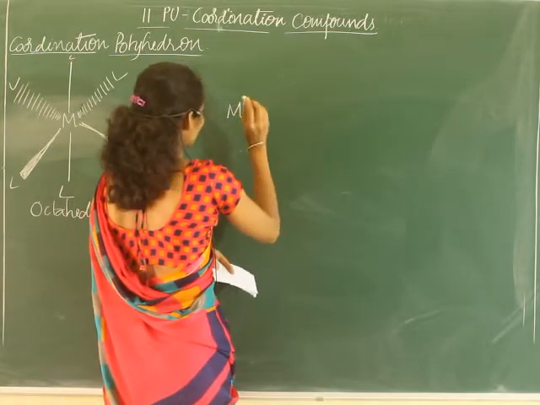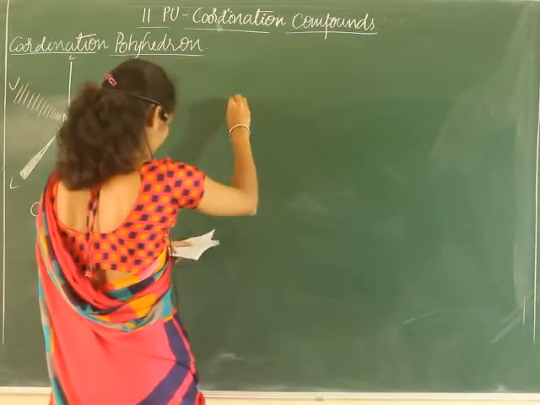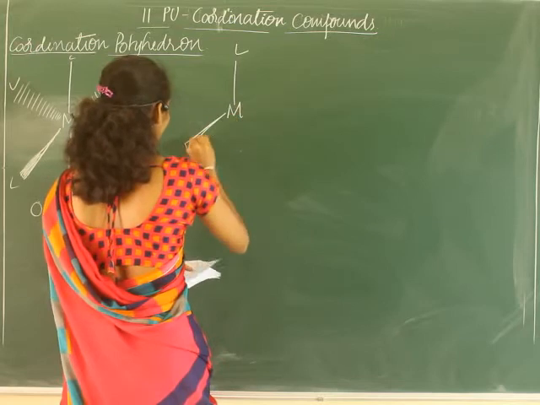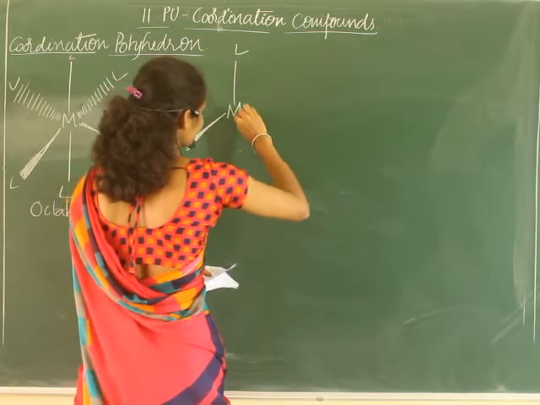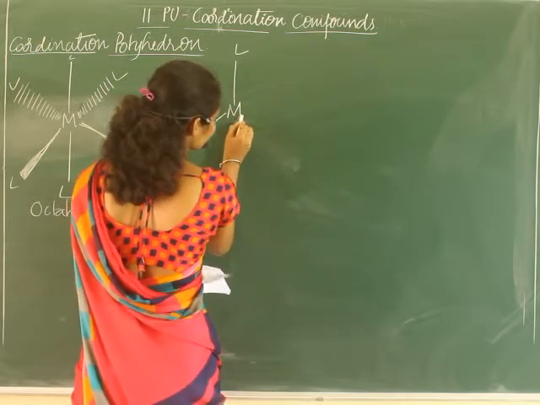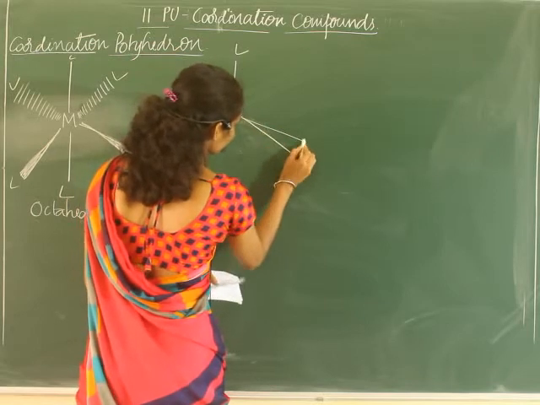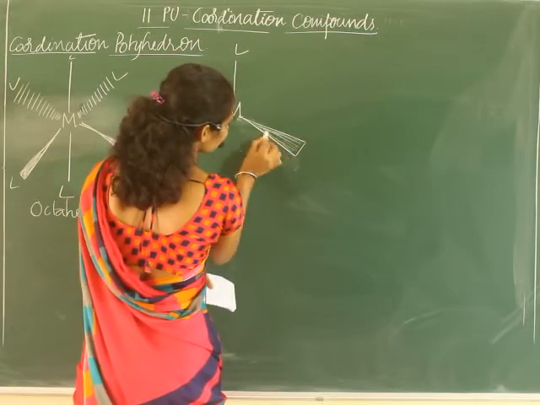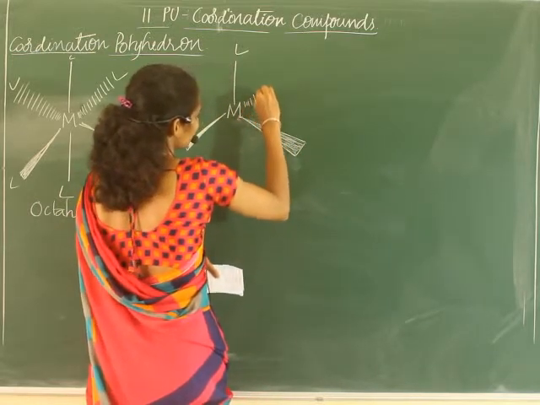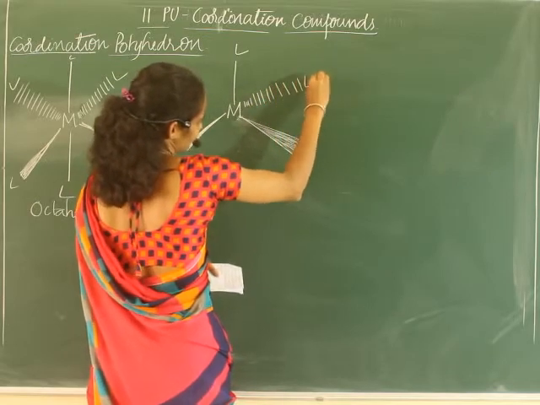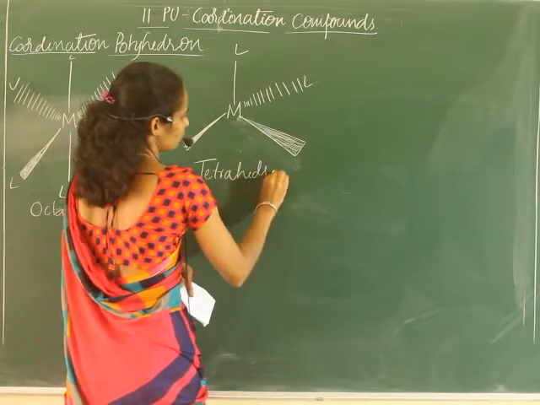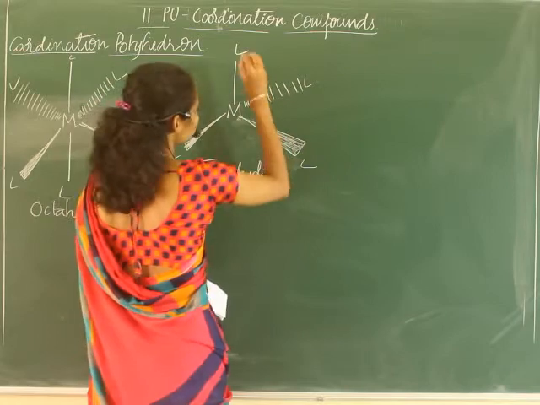Next one is tetrahedral. The central atom, that is the metal atom, is directly attached to four ligands. Okay, four ligands, so away from the observer. Tetrahedral polyhedron. These are four ligands.